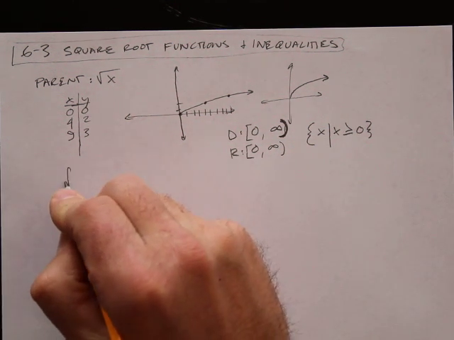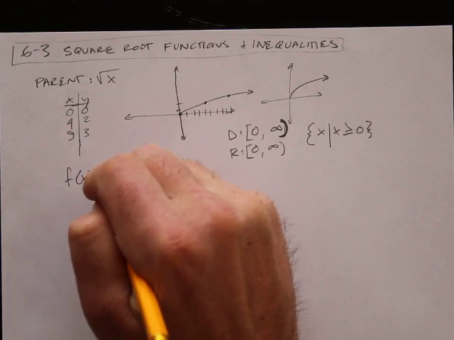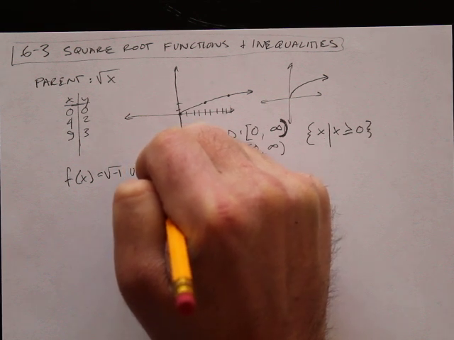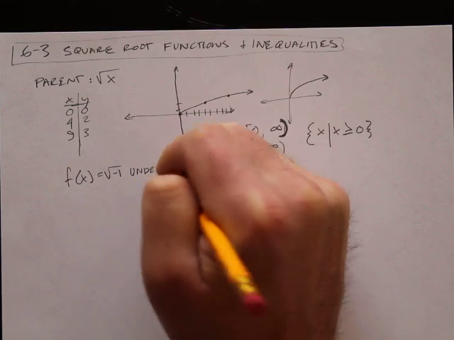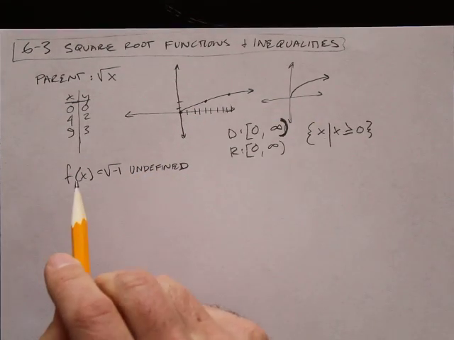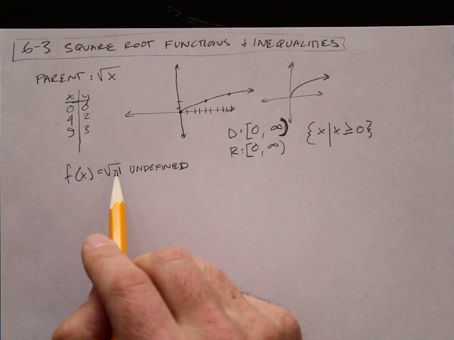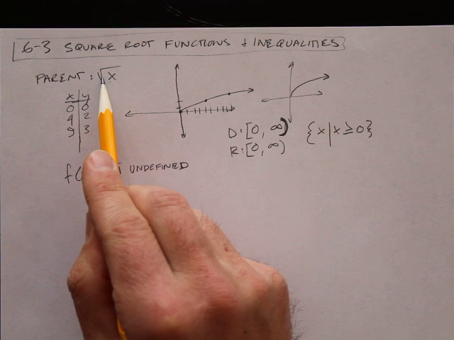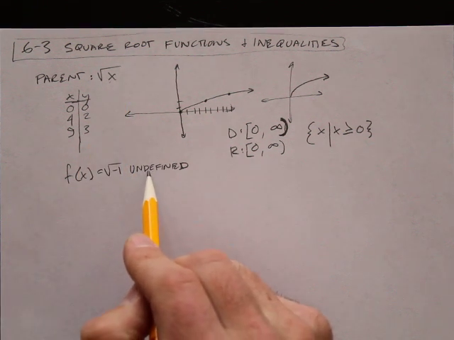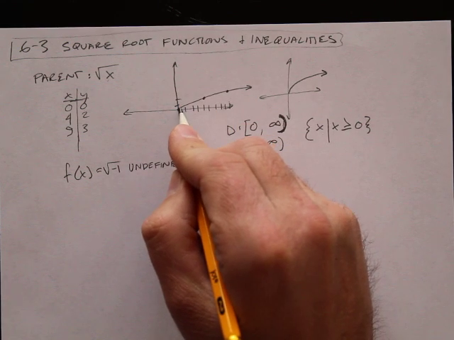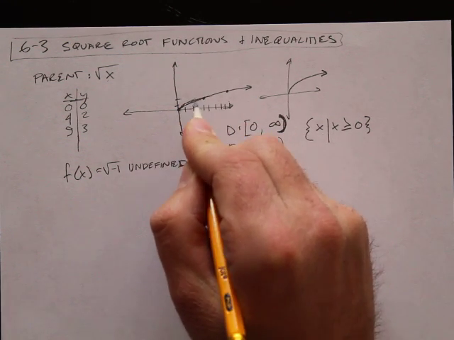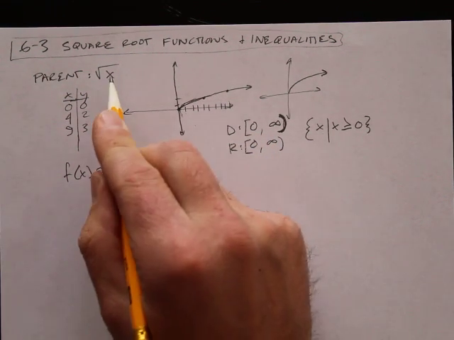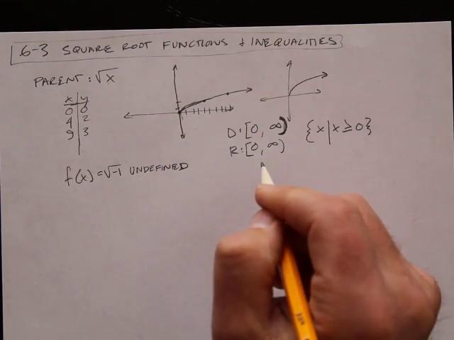Now, f of x equals the square root of -1 is undefined. What the book means by that is, if there's a negative inside the root, inside of the radical, it's undefined. That's why this goes like this and doesn't go down in here, because you can't have a negative inside the radical for this graphing thing.